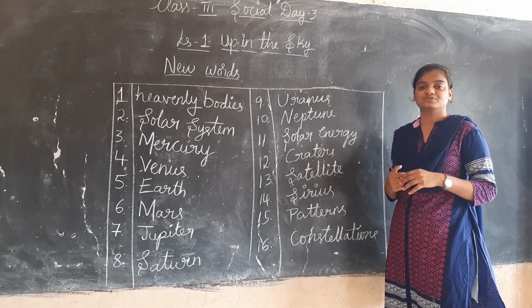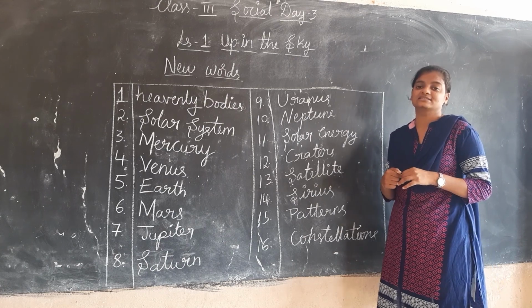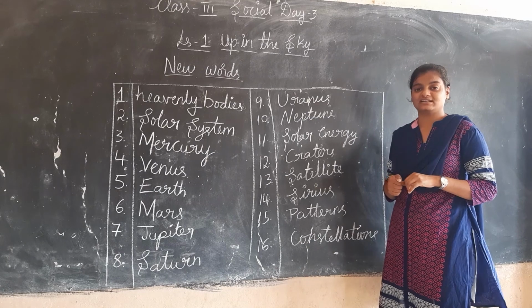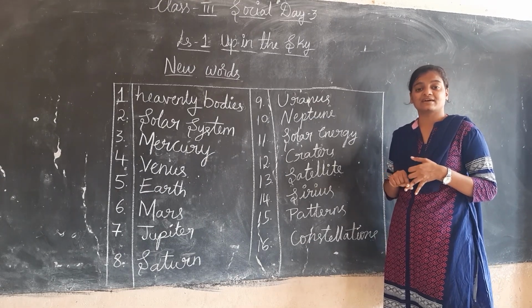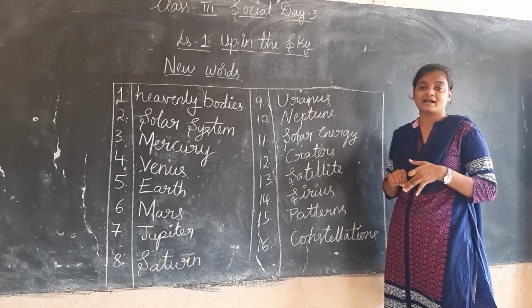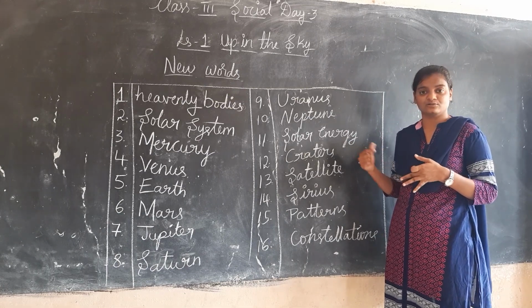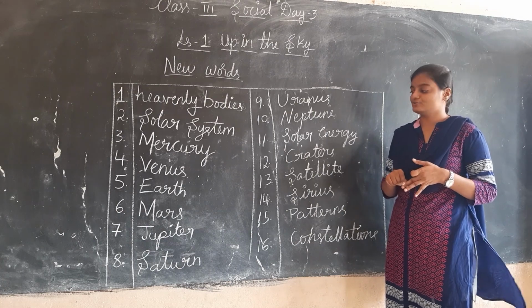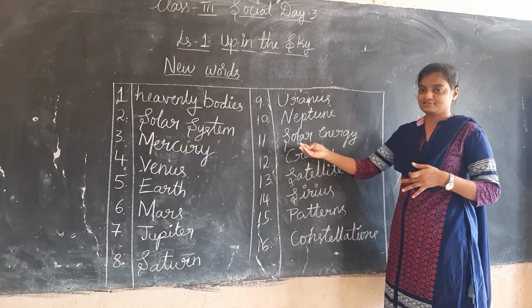Later it produces solar energy, which is converted into electricity. By using that electricity, we can cook food. Some streetlights will light by using this solar energy, and some cars will also move by using it. Instead of diesel or petrol, cars will use solar energy to move. So this is solar energy.